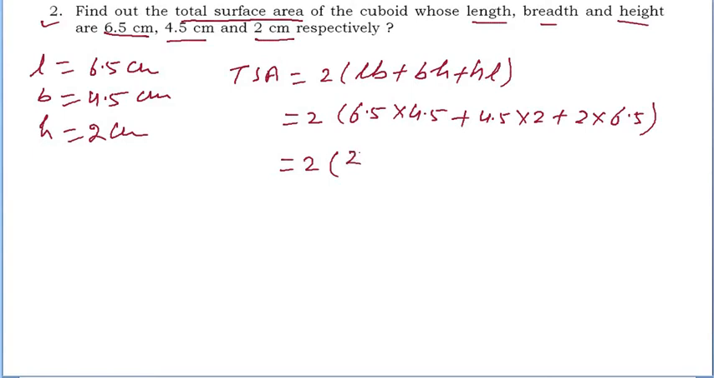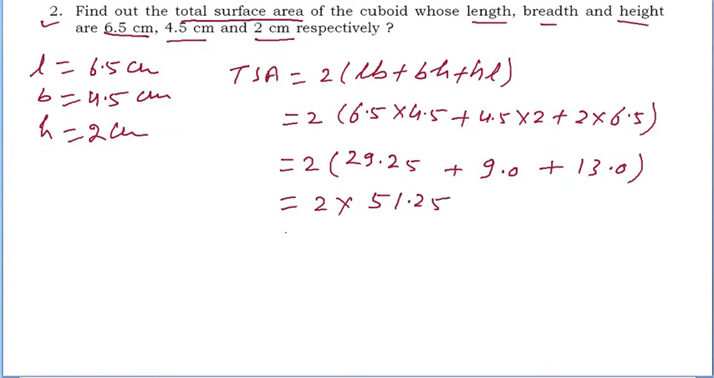It becomes 29.25. Here 2 5s are 10 and here 2 4s are 8 and 1 is 9. And here you can see that 2 5s are 10 and 2 6s are 12 and 1 is 13. Now adding this, so 2 into what will happen? It is 51.25.